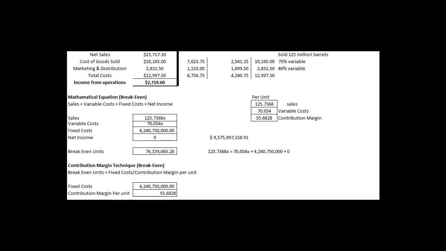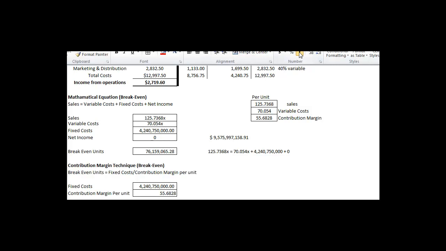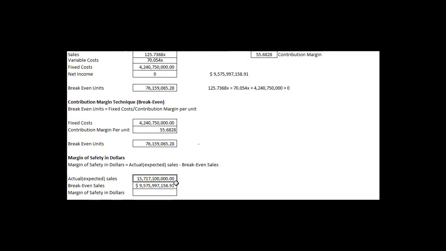Let me just format this so it looks similar to the other number. So 15 billion. If we have actual sales of 15 billion and break-even is 9 billion, the margin of safety is the distance we have until we hit break-even, which is not good. We don't want to go backwards, but we have plenty of cushion. Our sales can drop $6 billion before we start not losing money but not making money. Anything below that, we start to lose money.